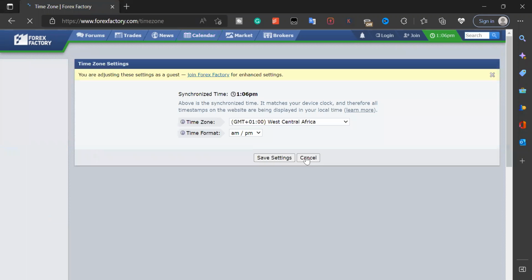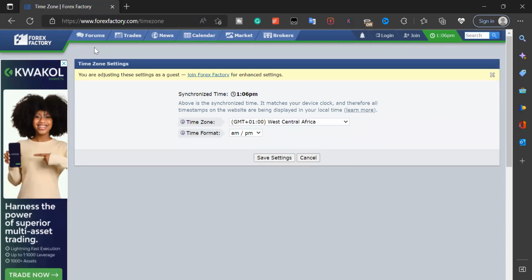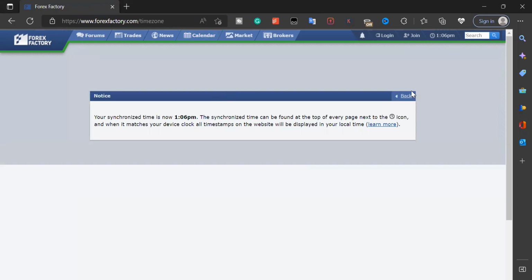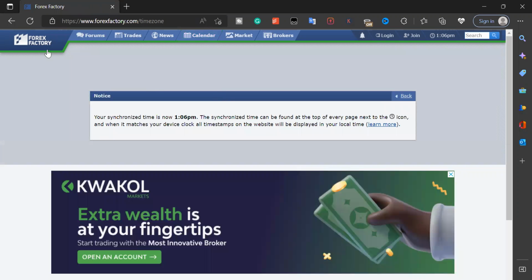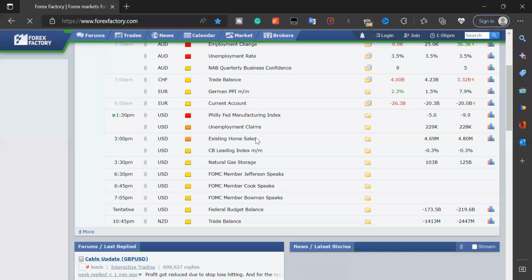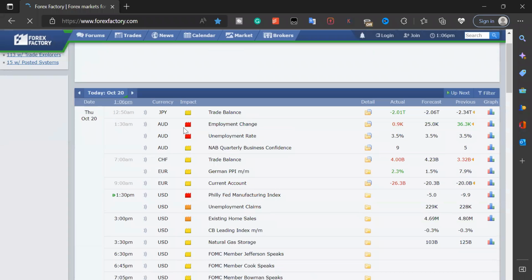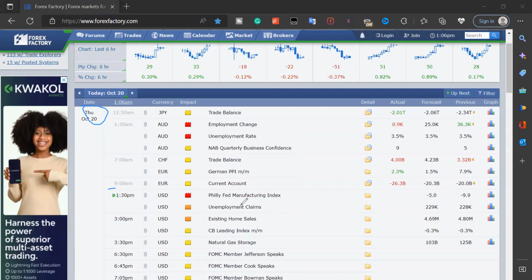and put your own local time, and then you save the settings. This website tells you the events for the day. What I'm currently seeing is that this is Thursday, 20th October. By 1:30, we're going to have the high impact news. So I think that's why the market is consolidating. And after this news, they're going to make the market move fast.